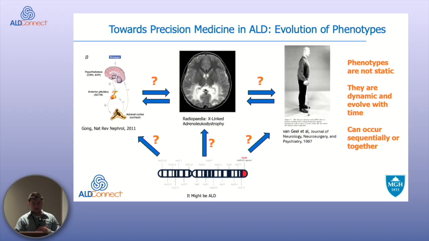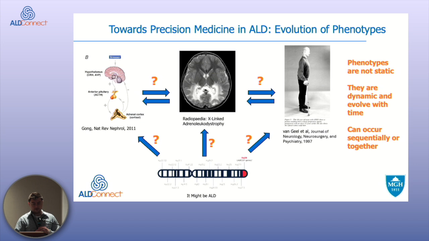So I think that highlights the important point, which is that phenotypes are not static. Phenotypes evolve with time, and they're very, very dynamic. You can start asymptomatic, as everyone does, and then develop AMN or adrenal insufficiency or cerebral ALD. You can also develop particular phenotypes simultaneously.